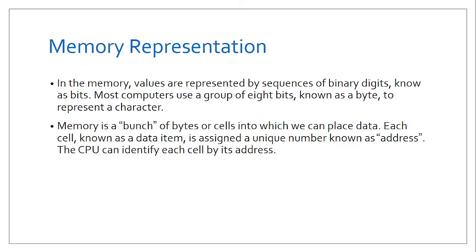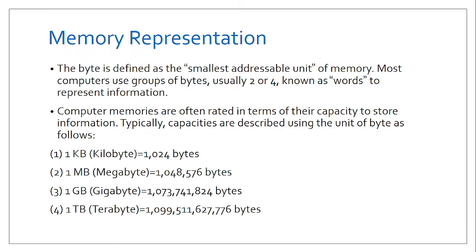So the CPU can identify each cell by its memory address. When we talk about the smallest addressable unit, which is the byte, from the byte we can now have other representations such as the kilobyte. 1 kilobyte normally represents 1024 bytes. 1 megabyte represents 1 million bytes, and so on. So the representation of data in memory form is very, very important.